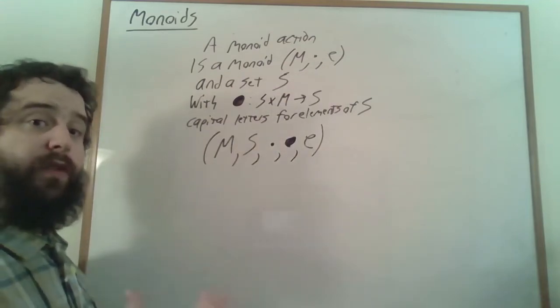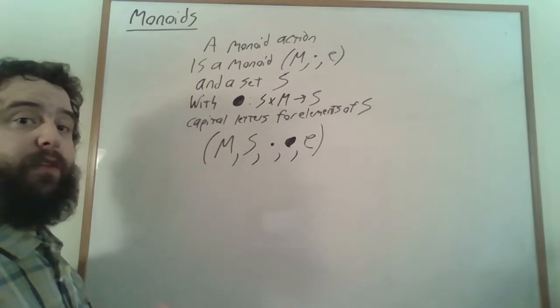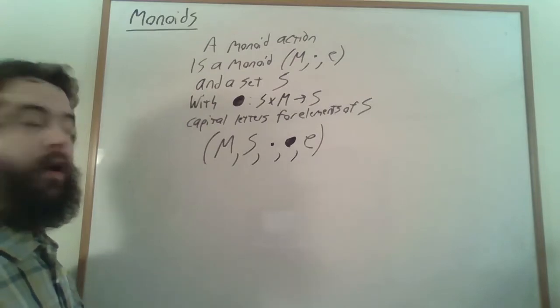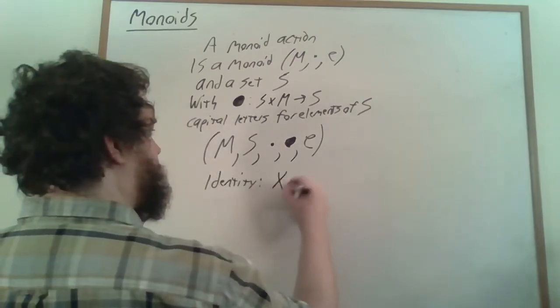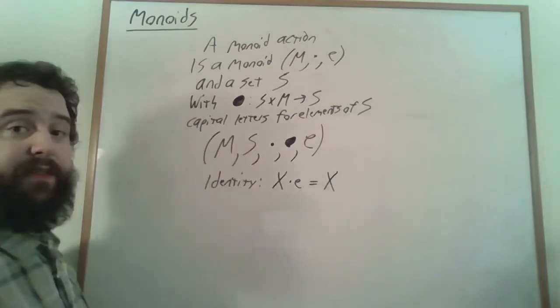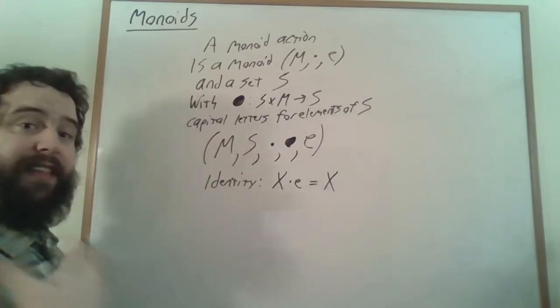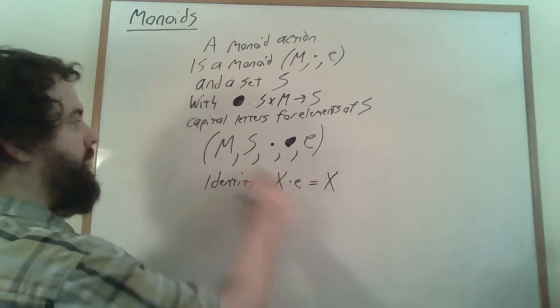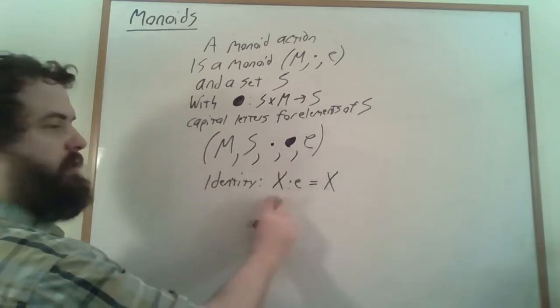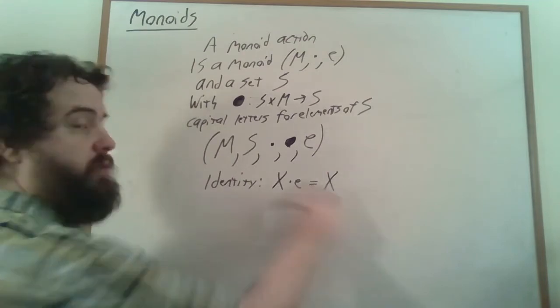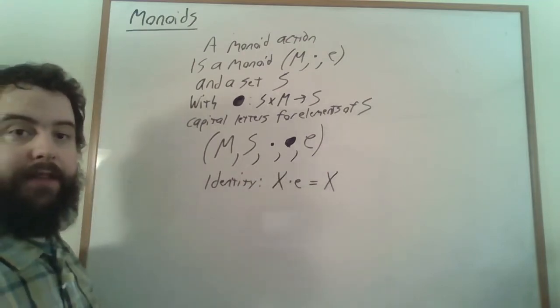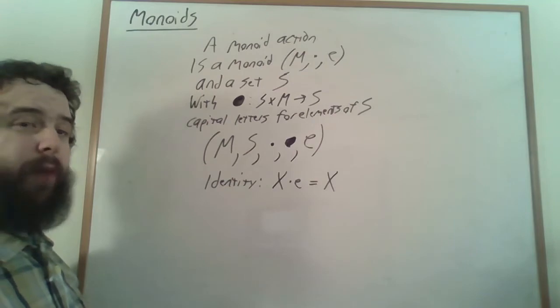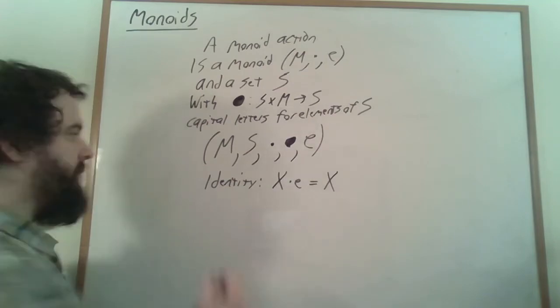And the rules for this structure, in addition to the basic rules for what it means to be a monoid, are going to be that the identity element of the monoid acts like the identity function on the set. If we apply e to an element of S, call it capital X, we're just going to get back that capital X element. And a compatibility property, which really looks like associativity.